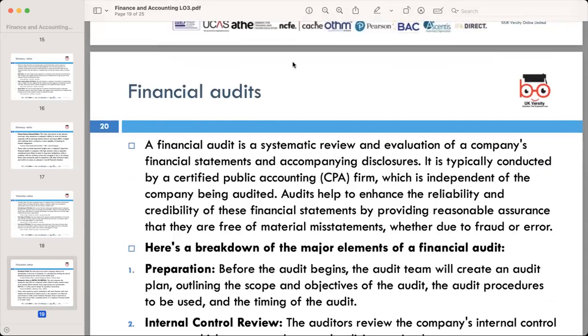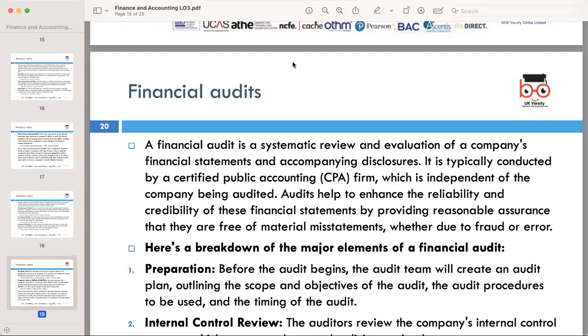Okay, so next one is financial audit. A financial audit is when a company's financial statements and the information that goes along with them are carefully reviewed and evaluated. This is usually done by a certified public accounting firm or chartered accountant, which is an independent organization that is not part of the company being audited.